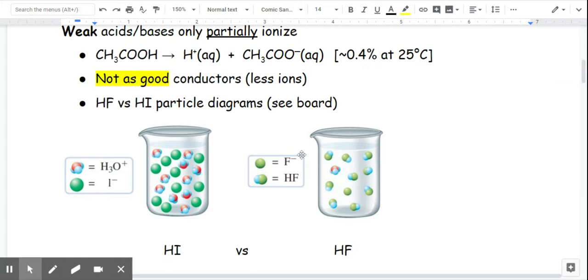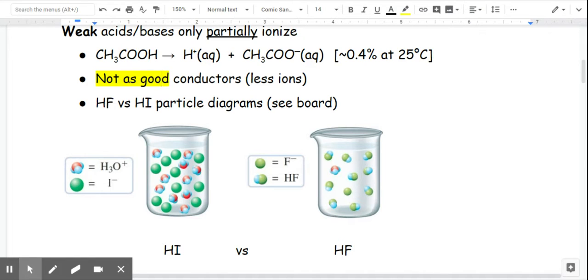Take a look at this particle diagram I quickly drew on the board. You can admire my drawing skills later. But here they are. There's HI solution and HF. You can tell which one is which and which one is strong versus weak. But let's just look at the particle diagram and see if it all makes sense and if we can guess which is which. One of them is going to be strong, one of them is going to be weak.